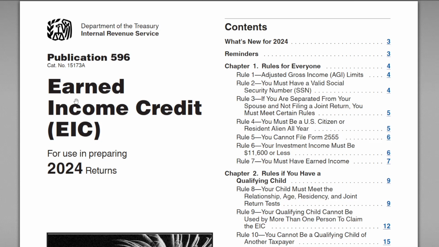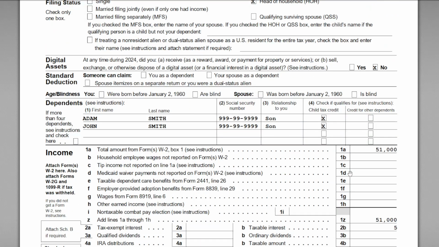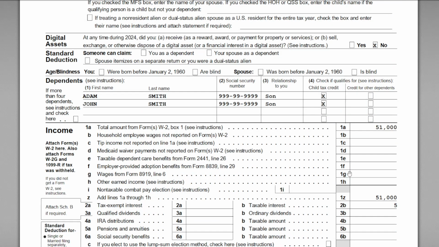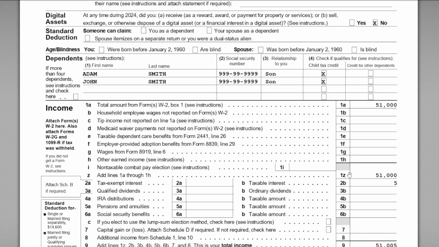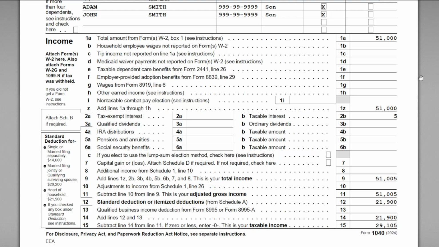So now let's have a look at her return. We'll look at page 1 to start with, just to get a sense of what her income profile looks like. We can see here she's claiming her 2 children as dependents. And then her income, there's her wages of $51,000, her investment income, and then her adjusted gross income is $51,005.